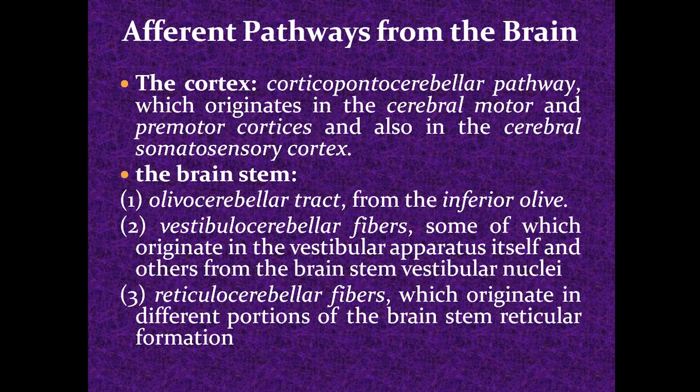We have afferent and efferent pathways from the brain. Afferent pathways from the brain cortex, the cortico-ponto-cerebellar pathway, originate in the cerebral motor and premotor cortices, and also in the cerebral somatosensory cortex. From the brain stem, we have the olivocerebellar tract from the inferior olive, also the vestibulocerebellar tract, some originating from the vestibular apparatus itself, and from the brain stem vestibular nuclei, and also the reticulocerebellar tract from different portions of the brain stem reticular formation.